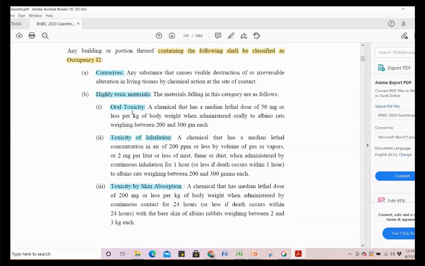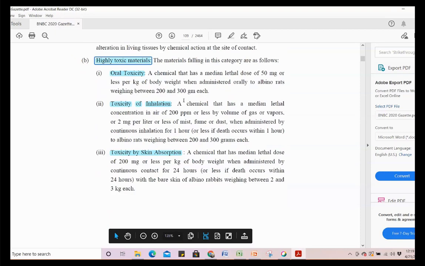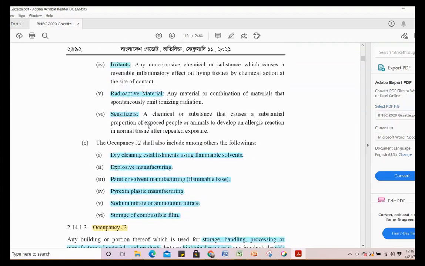For toxicity, we have these subcategories, and we have the determined reference for them here.